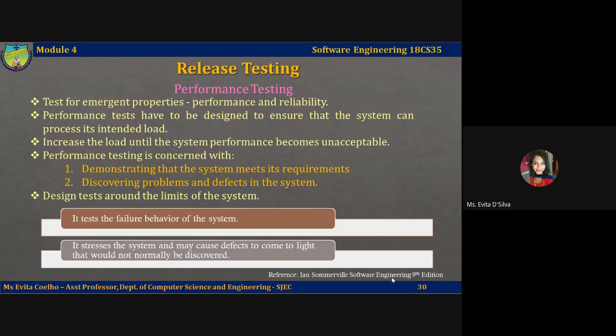So, this was about release testing and the three types of testing, that is, requirements-based testing, scenario testing, and performance testing.